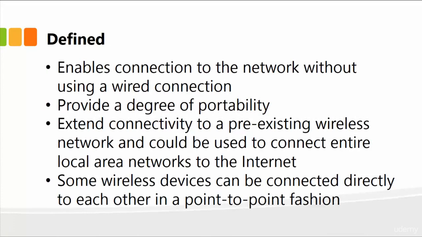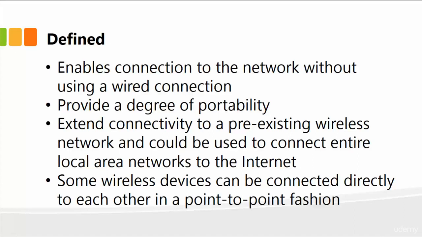Simple definitions of what a wireless network is. It basically enables connection to the network without using a wired connection. So there you go. There are no more cables involved. Provides a degree of portability. Obviously, it's flexible. Extends connectivity to a pre-existing wireless network that could be used to connect entire local area networks to the internet. So let's say you have 500 users working in a single office with your local area network, and they all need to, let's say, use the internet. So one way is to use a wireless network or create a wireless network.